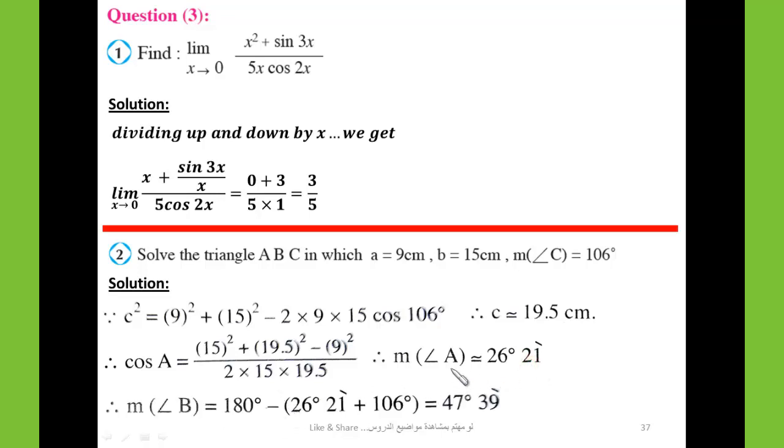Now we have the measure of angle A and the measure of angle C, and the sum of all interior angles of this triangle equals 180. So the measure of angle B equals 180 minus the sum of these two angles, which equals 47 degrees 39 minutes.